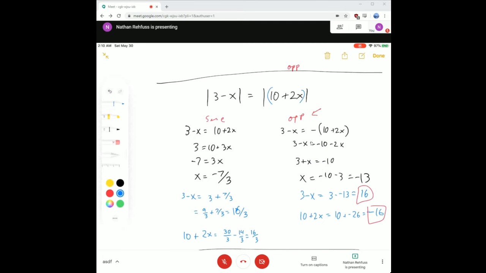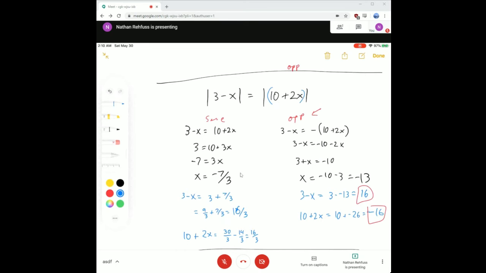So if I plug in this x value, I get 3 minus negative 13 is 16. And 10 plus negative 26, 2 times negative 13, 10 plus negative 26 is negative 16. So if I plug in negative 13, that's the only way to give them opposite values. Any other x wouldn't do it. But if I plug in this one, I get 16 here and negative 16 there. Those are both 16 units away from 0, so we're golden.